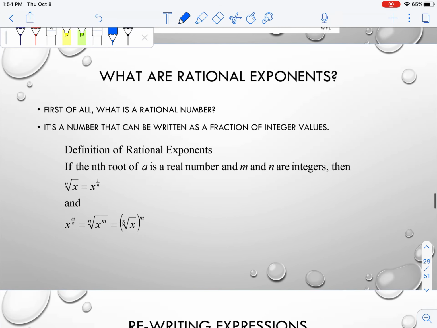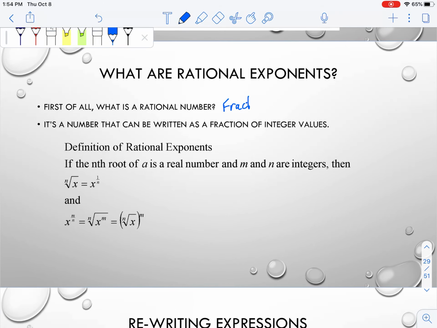So what is a rational number? A rational number is a number that can be written as a fraction. We said that from the introduction of the lesson. So, the definition of rational exponents. Again, this is out of the textbook. If the nth root of a is a real number and m and n are integers, then you take the nth root of x to the first, which translates to x to the 1 over nth power. Therefore, if we add a power on the outside, this m value, we can rewrite our exponents that way.